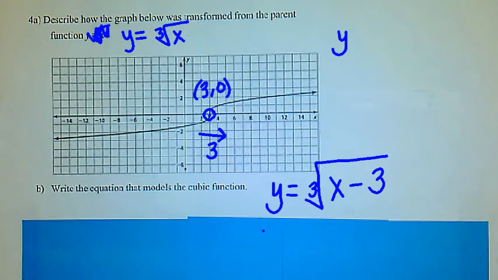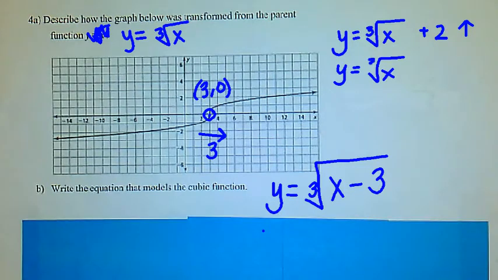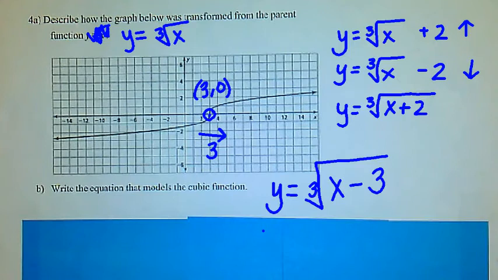So just to do a little recap, so let's say I did +2, that would be up. If I did -2, that would be down. And if I extended this, if I do +2, that would be to the left. And then finally this one goes to the right.